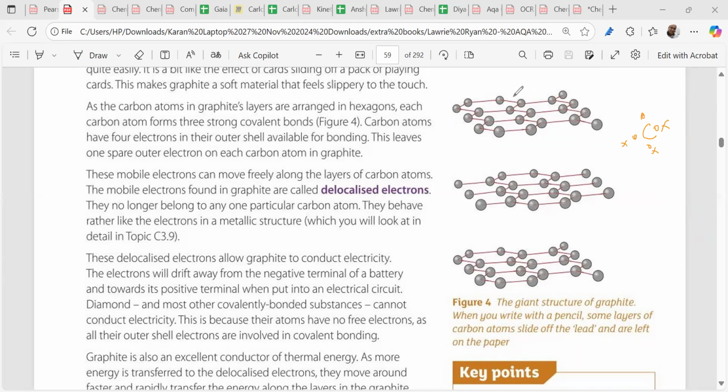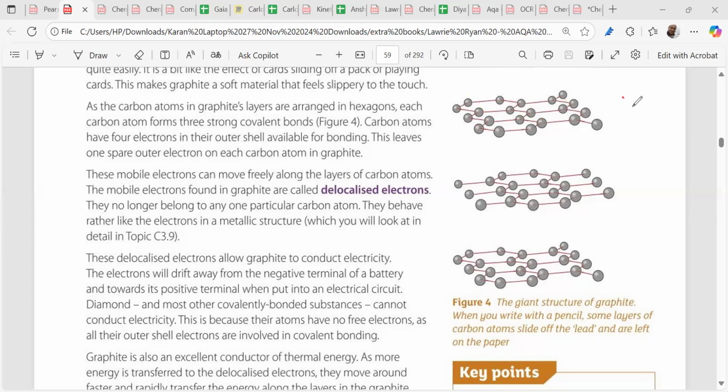So the fourth electron is free. It did not bond. Every carbon has one electron free, because one carbon is attached to three other carbons. So the fourth electron is free to conduct electricity, and thus graphite will be a very good conductor of electricity. These electrons are also called delocalized electrons, because they are not bonded with any sort of bond, right?